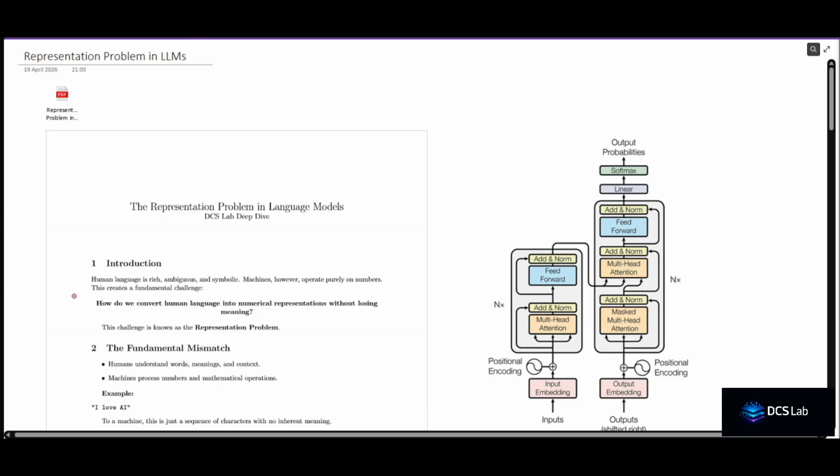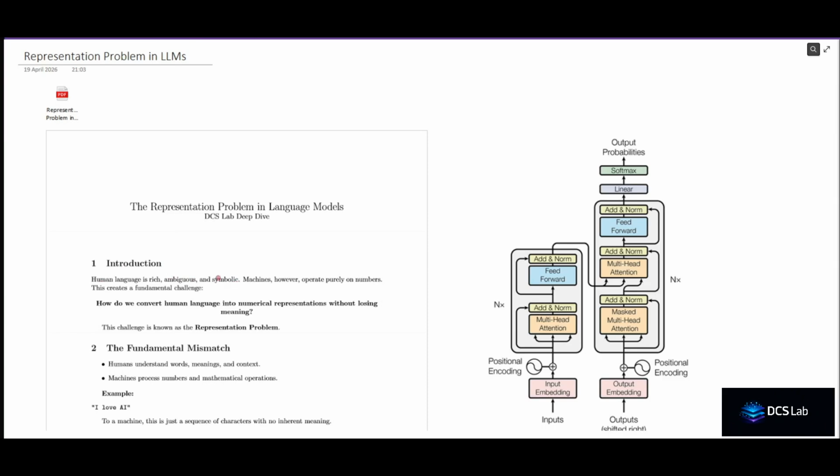Human language is rich, ambiguous, and symbolic, right? It has a huge vocabulary, there might be ambiguity in the language, and every word has a specific meaning. Now, machines operate purely on numbers. So the challenge is: how do we convert human language into a numeric representation without losing the meaning of the words? This is the representation problem. That is, how do we represent human language to make it understandable for machines?